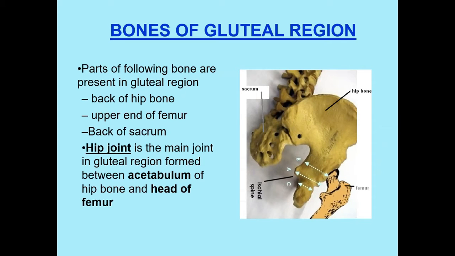Bones of the gluteal region. Parts of following bones are present in gluteal region: back of hip bone, upper end of femur, back of sacrum. Hip joint is the main joint in gluteal region, formed between acetabulum of hip bone and head of the femur.